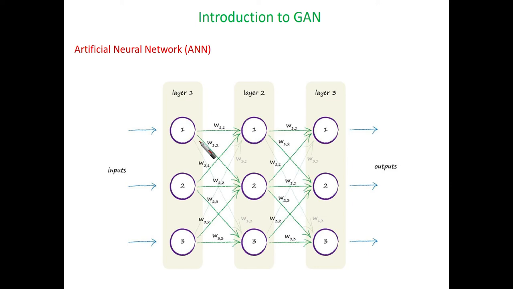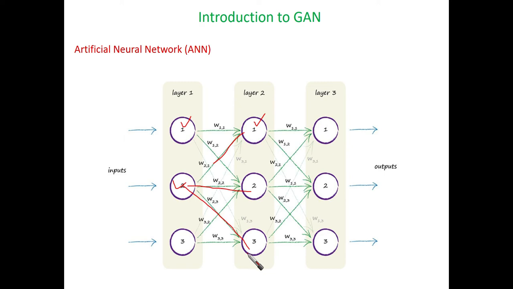Let's just think about this node over here. You see how it is connected. This node, the first node in layer one, is connected to the first node of the second layer. And also the first node of the first layer is connected to the second node of the second layer. Also, this node is connected to the third node in the second layer. Similarly, this node is connected to this node, this node to this node, and this node to this node.